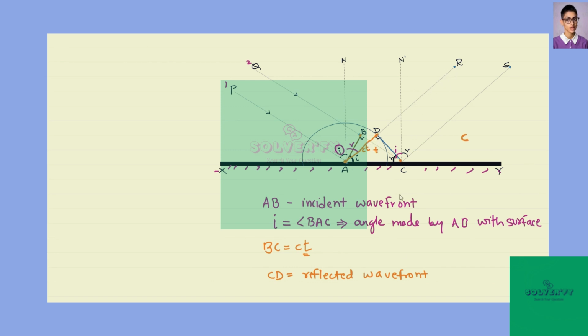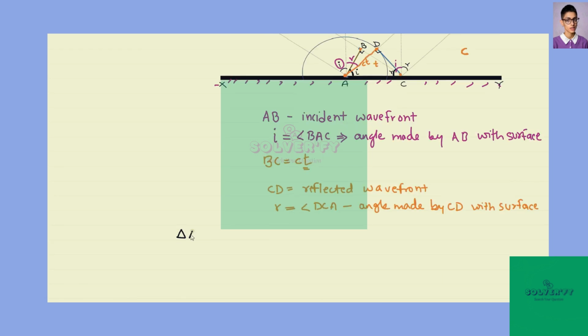So I can say CD is the reflected wavefront, and from the geometry of this diagram, you see that it makes an angle R, the same as the angle of reflection R, with the surface. So R is angle DCA, the angle made by the CD reflected wavefront with the surface.